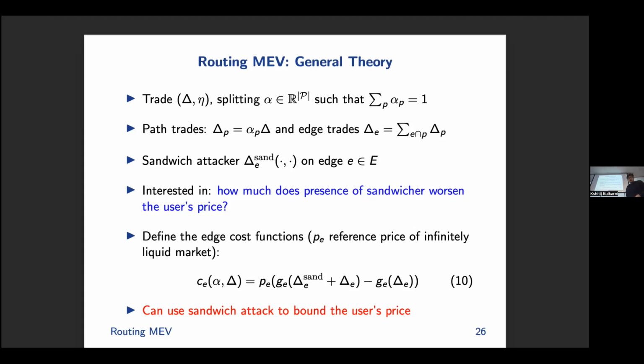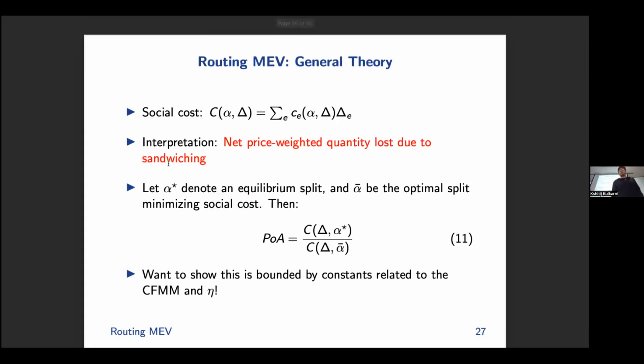Okay, so now we do a classic thing in solver shrouding, which is we construct a social cost function, which is nothing other than these weighted price costs, which is the amount that the sandwicher is affecting the user's trade, weighted by however much the user traded on that edge. So the interpretation is, what is the net price-weighted amount lost due to sandwiching? Like how much is the additional price impact weighted by the user trades?